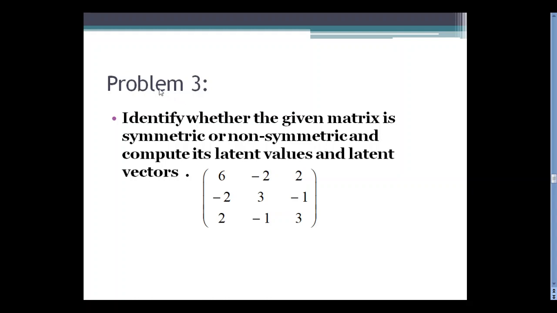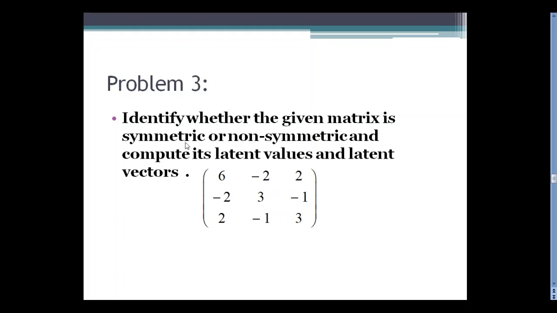Now we can see problem 3. Identify whether the given matrix is symmetric or non-symmetric and compute its latent values and latent vectors. What do you mean by latent values? They are characteristic values, and latent vectors are eigenvalues and eigenvectors. For the given matrix we want to find these.